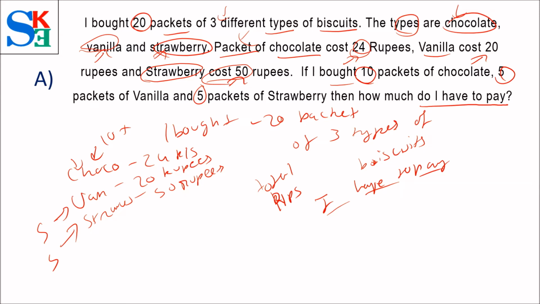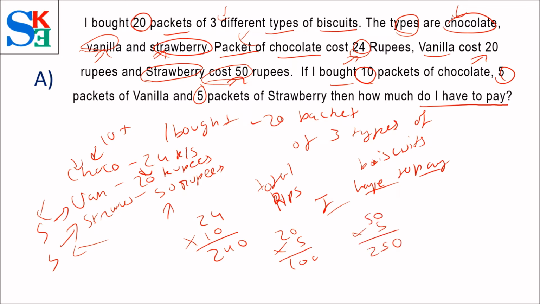If a packet of chocolate costs 24 rupees, and I bought 10 packets, 24 multiplied by 10 is 240. One packet of vanilla costs 20 rupees, 5 packets, 20 multiplied by 5 is 100. One packet of strawberry costs 50 rupees, and I bought 5 of that. 50 multiplied by 5 is 250. If I add them up, 240, 250 and 100, I'll get 590. So 590 is my answer.